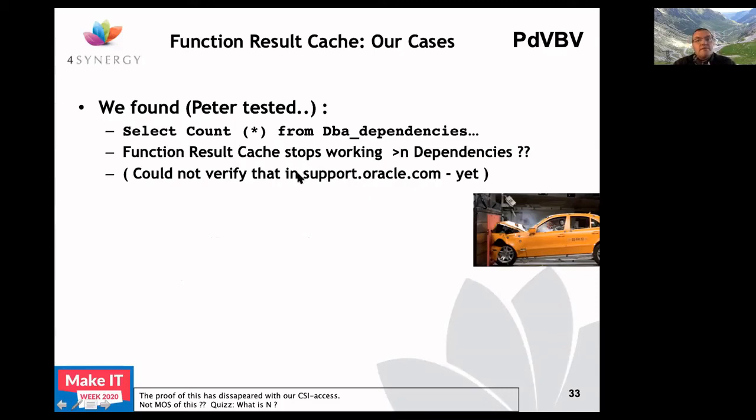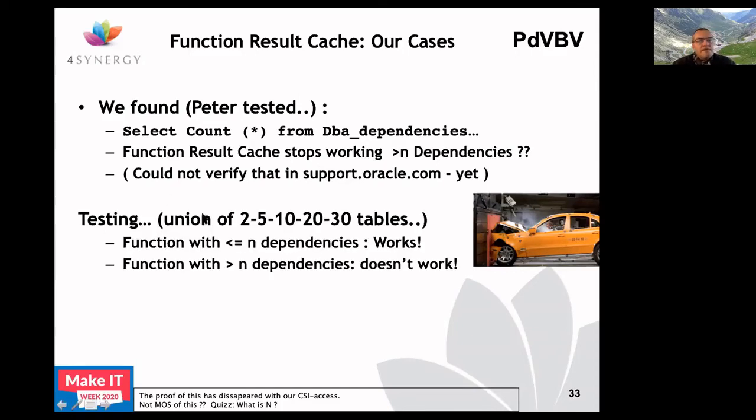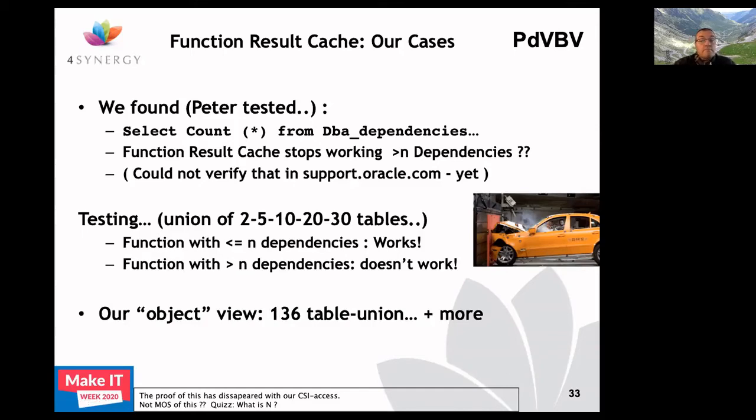Later on, Bryn Llewellyn saw this presentation, and he had a support note inserted somewhere. So we tested it with unions of 2, 5, 10, etc. And we found that below a certain n, function result cache works, and above n dependencies, function result cache stops working. There you have it, QED. Our object was a 136 table union. We had way too many dependencies for function result cache to work.